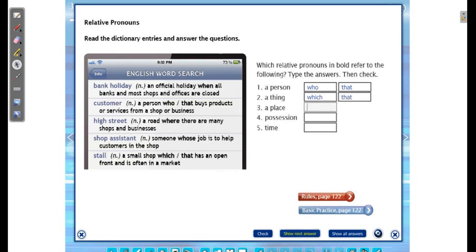For places, what relative pronoun do we use? Yes, where. How about possession? Whose. And how about time? Yes, when. So please check and review again the relative pronouns used for person, things, places, possessions, and time. And now we're going to go through the rules.